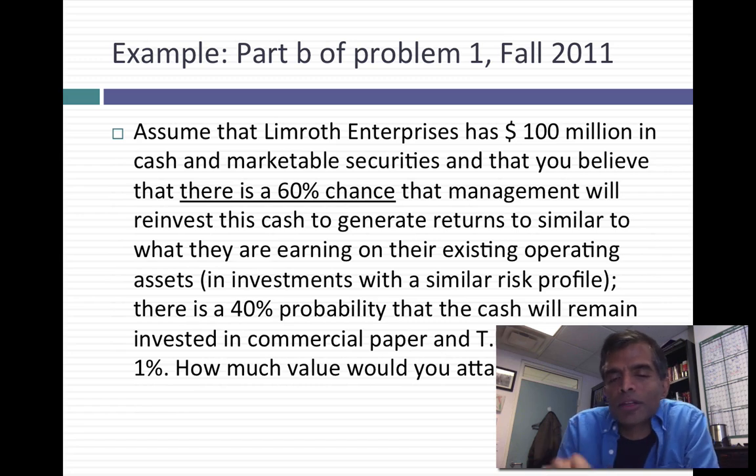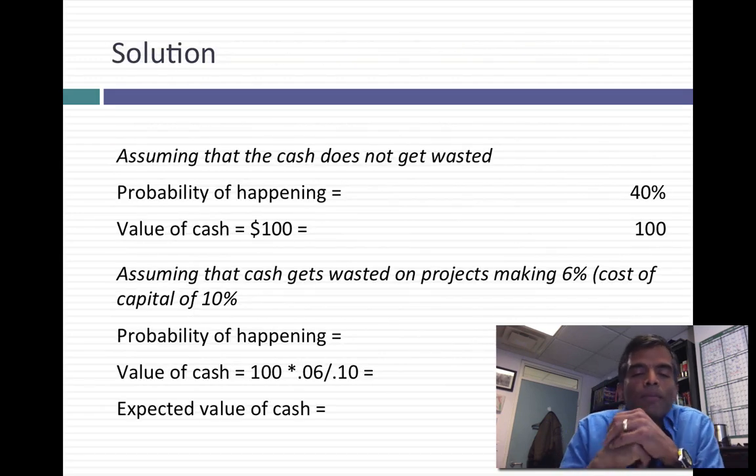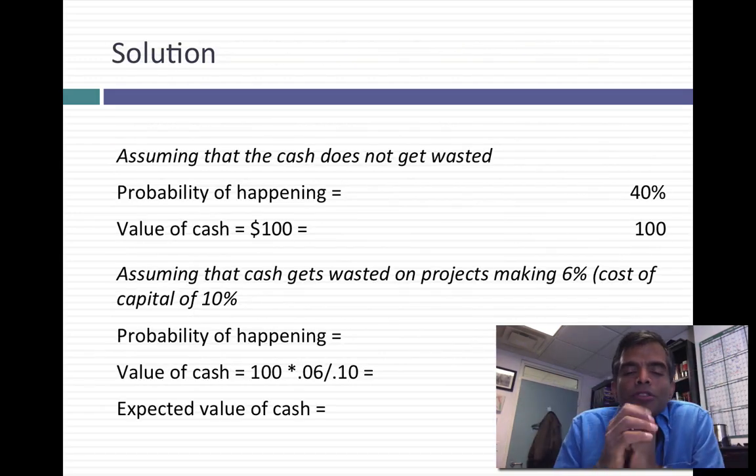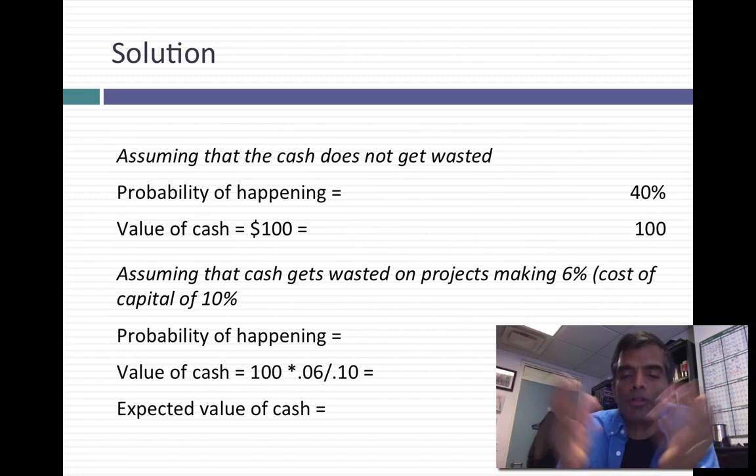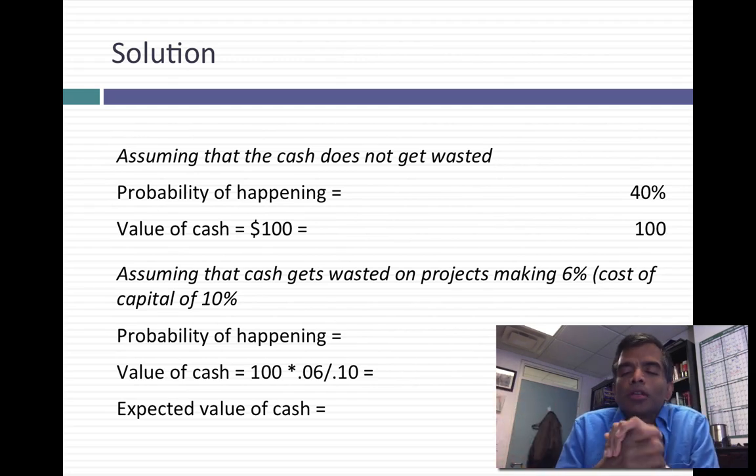It's the 60% of the time when the management invests the cash somewhere else that you start to get nervous, because it's not that they're reinvesting, it's that they're reinvesting badly. So here's how I solved the problem. I took the 40% chance that the cash would stay where it is and said, well, the cash is then worth the $100 million that I've estimated right now. So that's 40% of the time the cash is going to be worth $100 million. The remaining 60% of the time, that cash is going to get invested and earn only 6%.